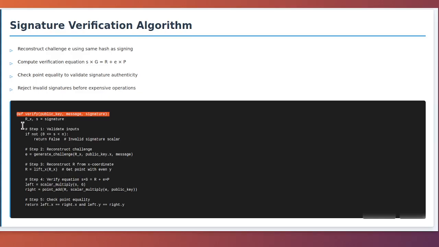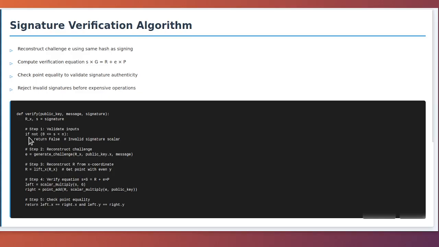Step 1 of verification is to reconstruct the challenge E. We do this by computing the same tagged hash that was used during signing, the tagged hash of Rx, the x-coordinate of P, and the message M. This gives us the challenge value that was used when the signature was created. It is crucial that the verifier uses exactly the same hash construction as the signer, including the tag and the order of inputs. Any deviation will cause valid signatures to fail verification.